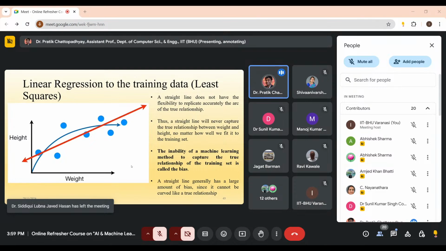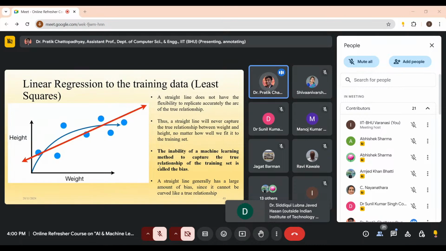That we already understood, and the inability of a machine learning algorithm to capture this true relationship is called the bias of the machine learning model. So this term is very important. This is not the same bias we discussed for neural networks. This is the training error basically. We have training data and the machine learning model cannot capture the true relationship of the training set, which is called bias. One measure of bias can be the error that we make on the training data.